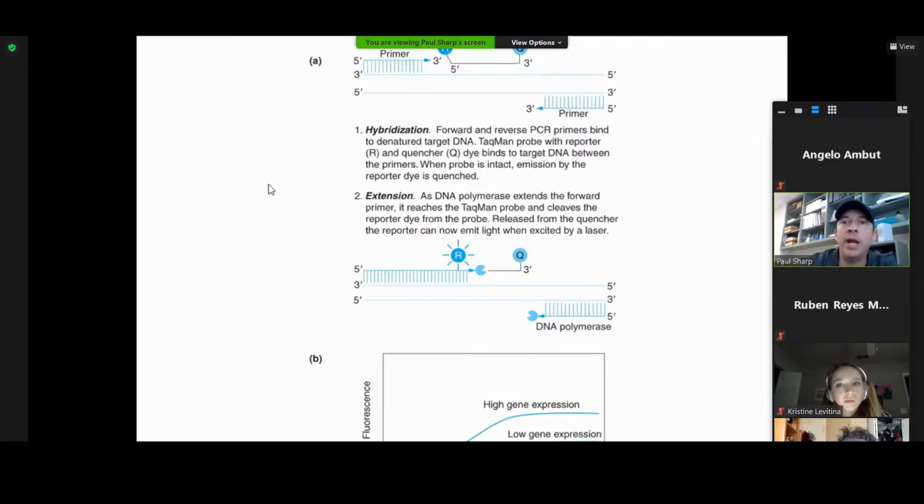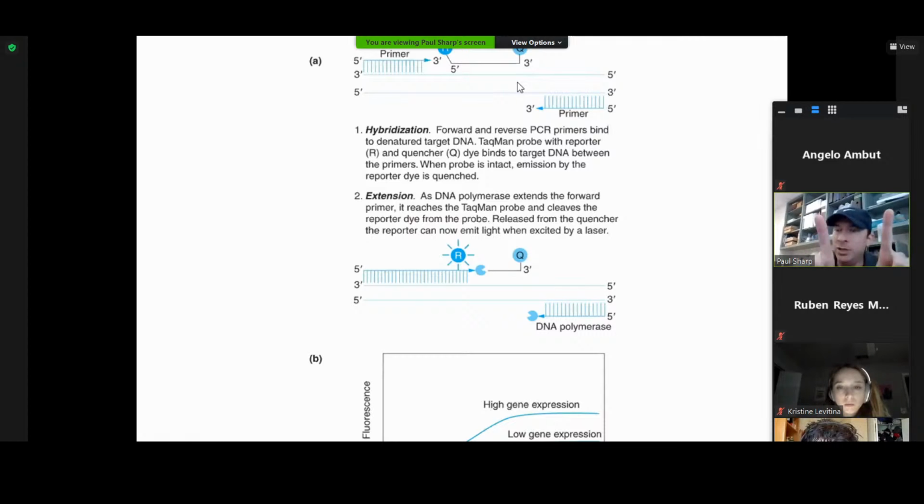So what this shows over here is how the output would look. What would the data look like when you do qPCR in a qPCR thermal cycler? Okay, what is it going to look like? Over here, in A, we've got our double-stranded cDNA, and we're going to do PCR.